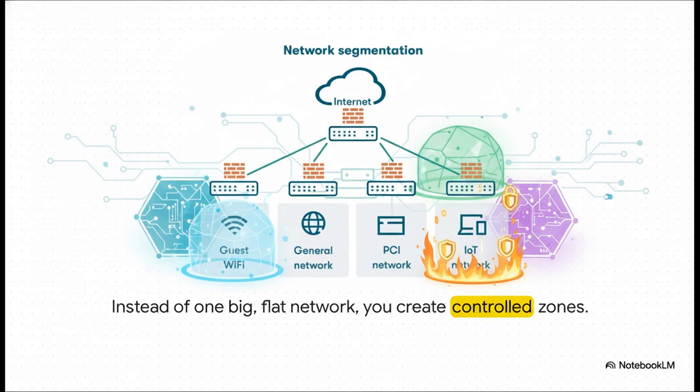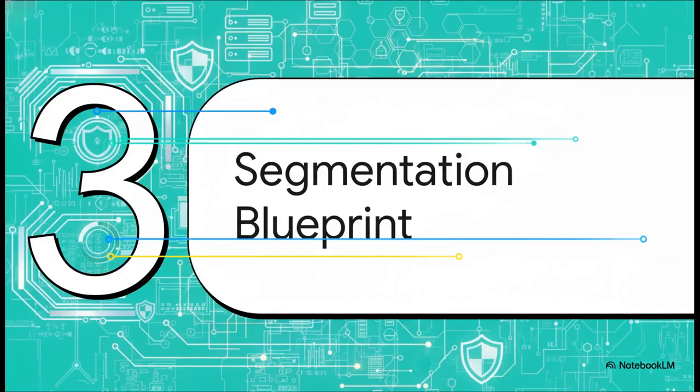And this picture here shows it perfectly. See, instead of one giant free-for-all, you create these controlled zones. You've got your guest Wi-Fi over here in its own little bubble, totally walled off from the internal company network or, say, the super sensitive network that handles credit card payments. Each one is its own little island. So that's the what. Now, how do we actually do it?